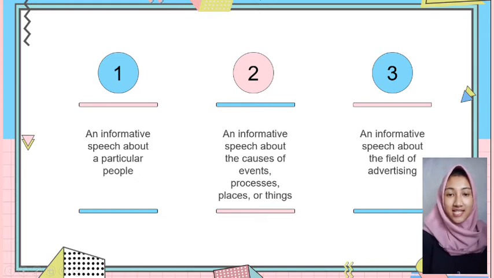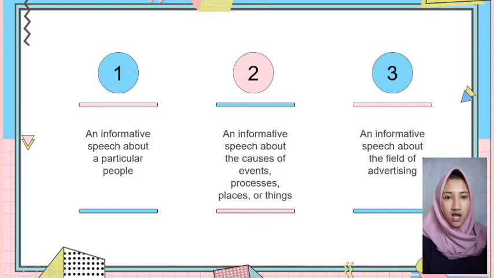The second is an informative speech about the causes of a volcano, which could be considered a how-it-happened speech, which could be similar to a how-to speech. A speech about volcanoes might include a model volcano describing how the model's function is similar to processes in the real world. And the last is more technical subjects, such as the field of advertising, which require more technical information and specific data relevant to the industry.